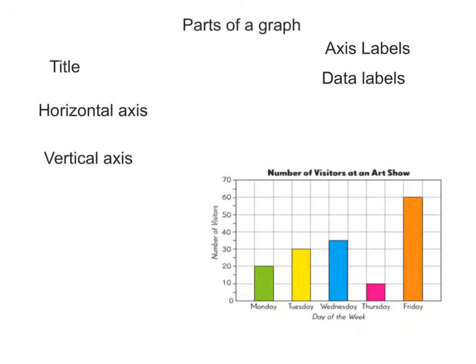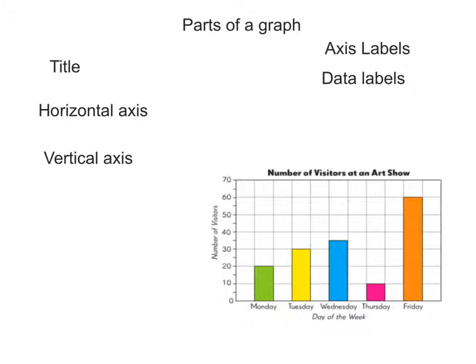This slide is about parts of a graph. Remember that the table was just the information and a graph is the picture of the information. This particular graph is a bar graph. We'll talk about that a little bit later. But no matter what type of graph it is, what we're going to be talking about in this chapter, all the graphs have the same parts.